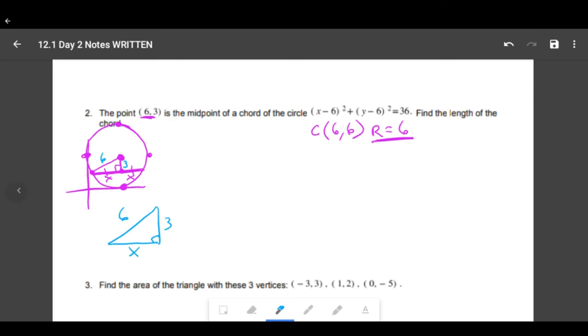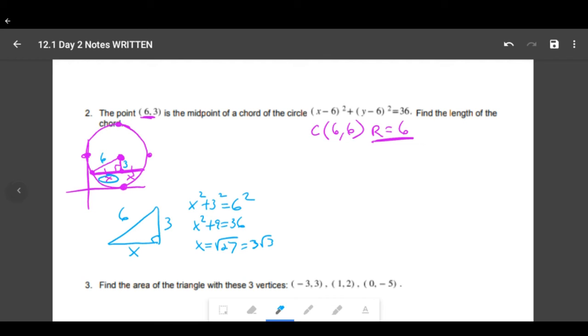Well, I got a nice easy right triangle. So I can just do x squared plus 3 squared equals 6 squared. If I solve carefully, x squared plus 9 is 36, so x is going to be the square root of 27, or 3 radical 3. But that's what x is. Remember, x was only this piece here.